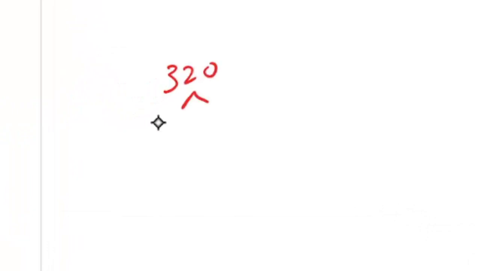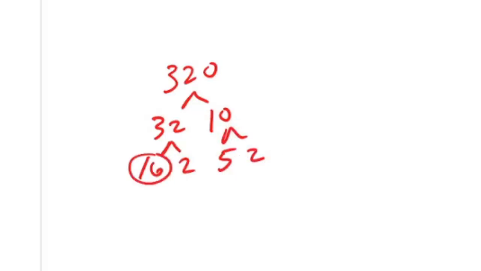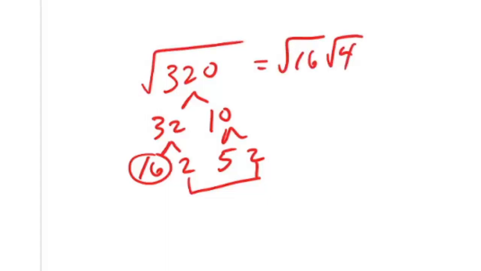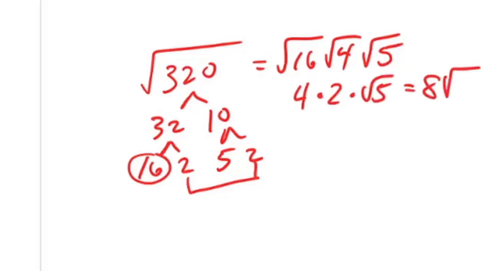320 is about 32 times 10. 32 is 16 times 2, and 10 is 5 times 2. Now, there's a perfect square right there. And also, the two 2's together would make a 4, and that's a perfect square. So if I take the square root of 16 and the square root of 4, it looks like 5 is going to be left over. That's a big clue to what the answer is. So this would be 4 times 2 times the square root of 5. This would be 8 square root of 5.